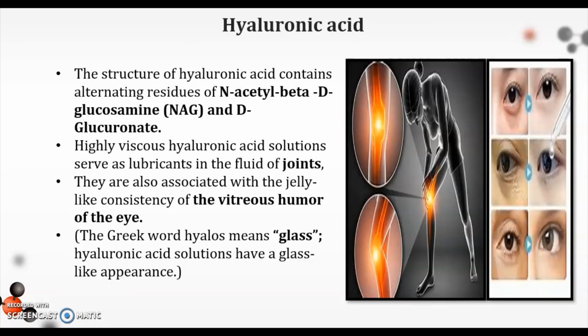The structure of hyaluronic acid contains alternating residues of N-acetyl beta-D-glucosamine and D-glucuronate. Highly viscous hyaluronic acid solutions serve as a lubricant in the fluids of joints, and they are also associated with the jelly-like consistency of the vitreous humor of the eye. The Greek word hyalos means glass. Hyaluronic acid solutions have a glass-like appearance.